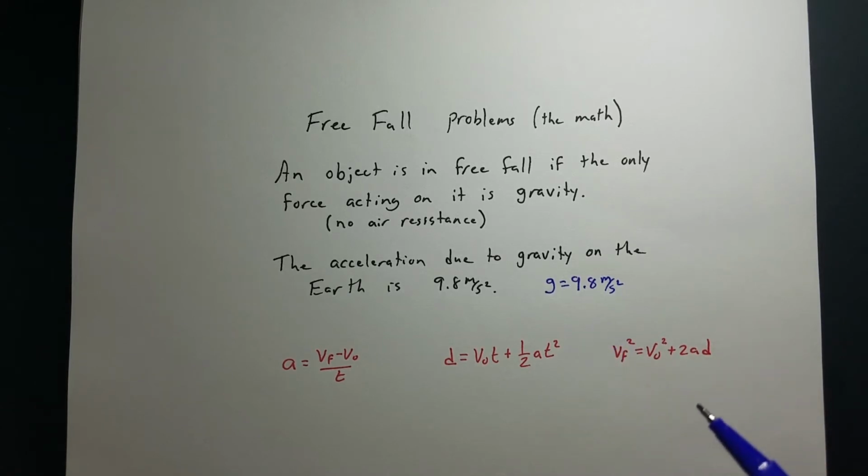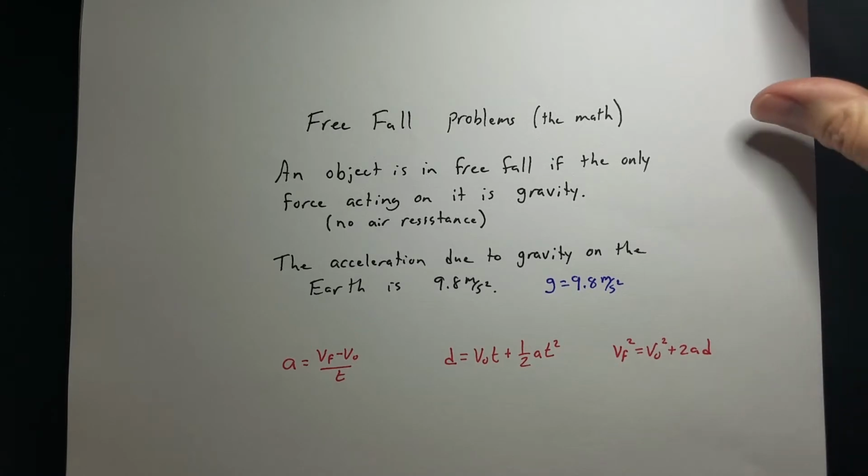So on a lot of these problems, if something is dropped or thrown in the air or flung down or something like that, they usually don't give you the acceleration because they expect you to know the acceleration due to gravity on the Earth is 9.8 meters per second squared. Now, if you're on a different planet, then you have to either calculate the acceleration due to gravity or they'll have to tell you what it is.